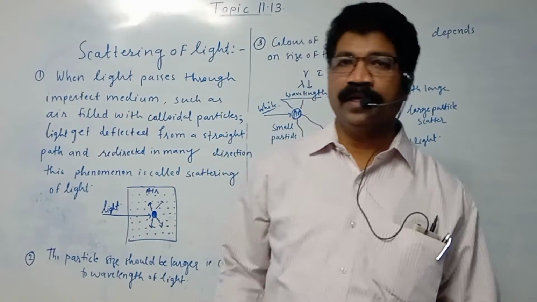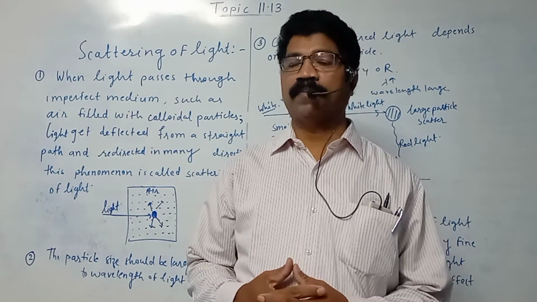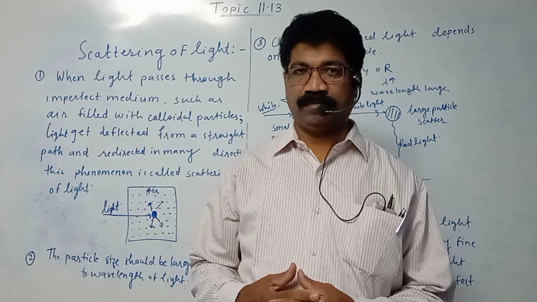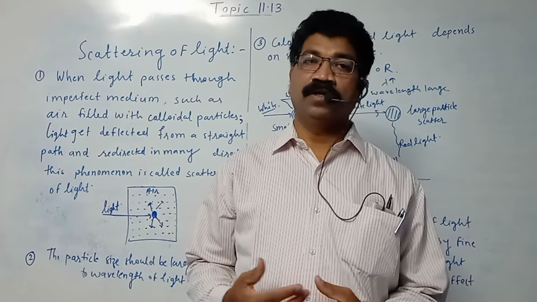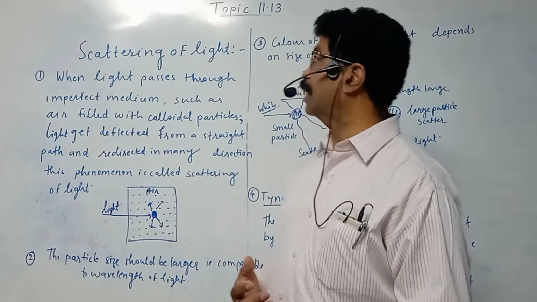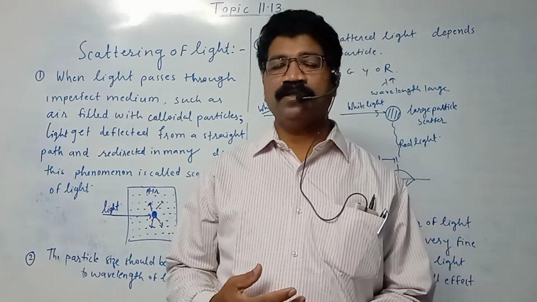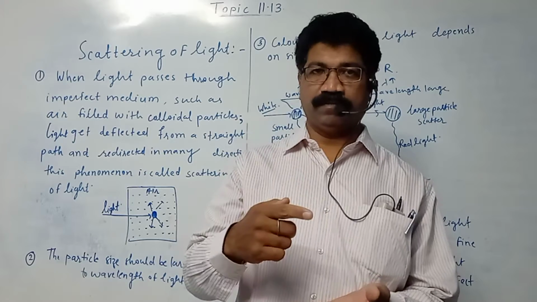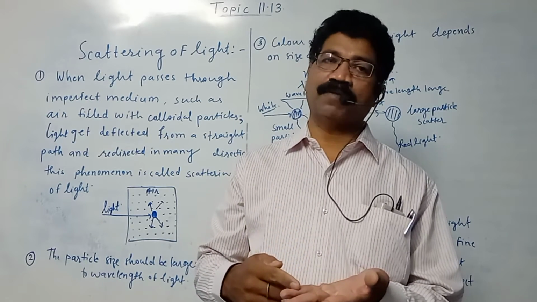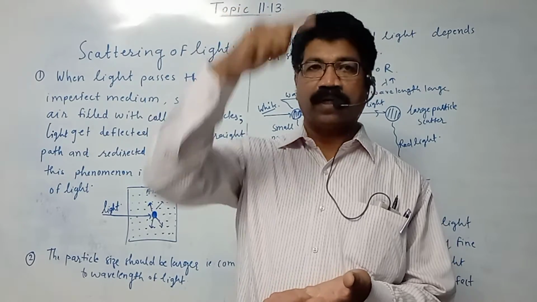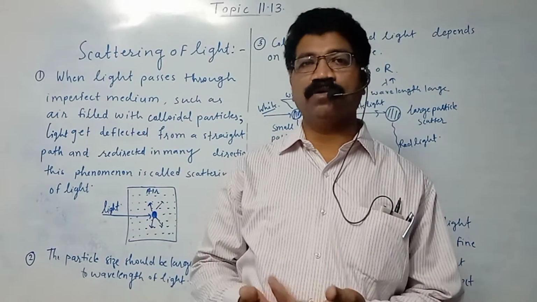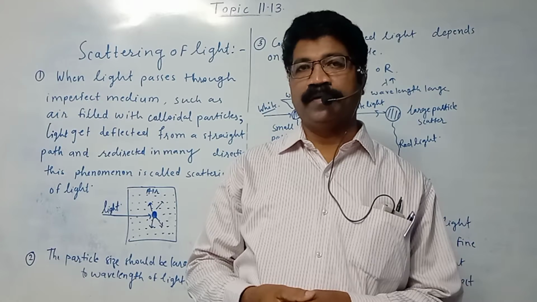We have seen different properties of light, just like reflection. Then we have seen refraction. Now we have to see the scattering of light. What happens in reflection? Light comes from air, strikes the reflecting surface, and goes back to the air. So light is returned to the same medium. This we call reflection.